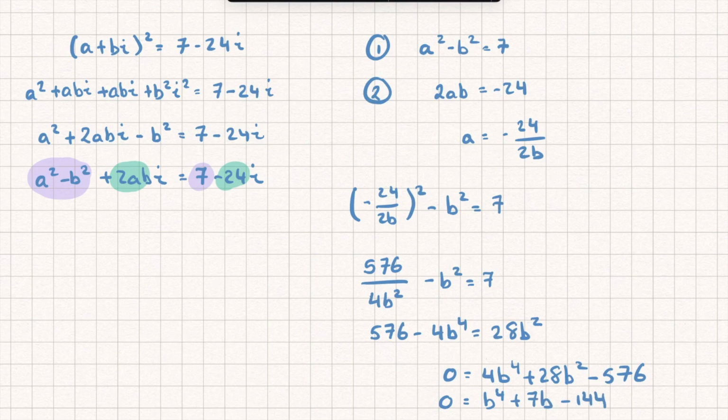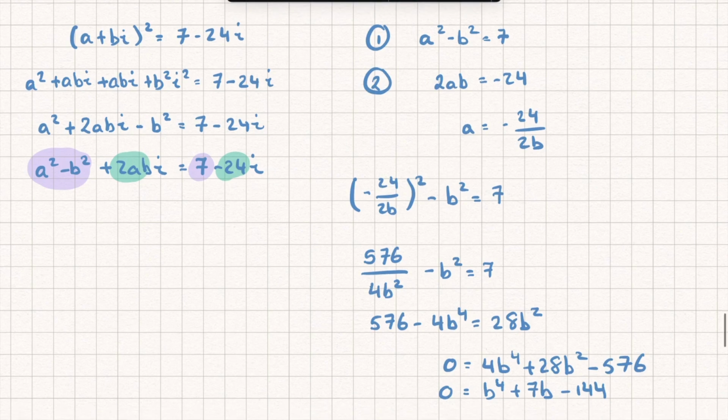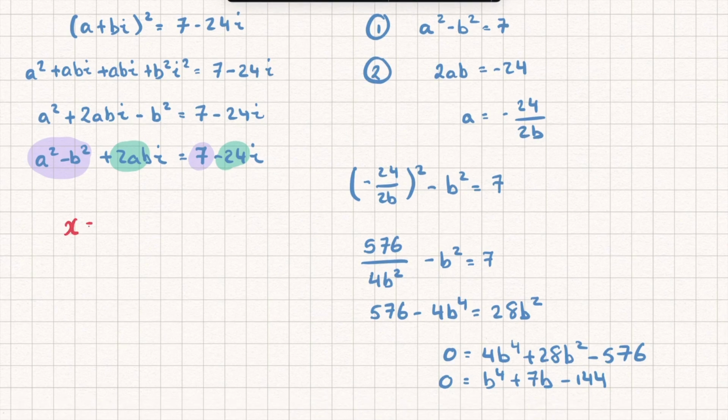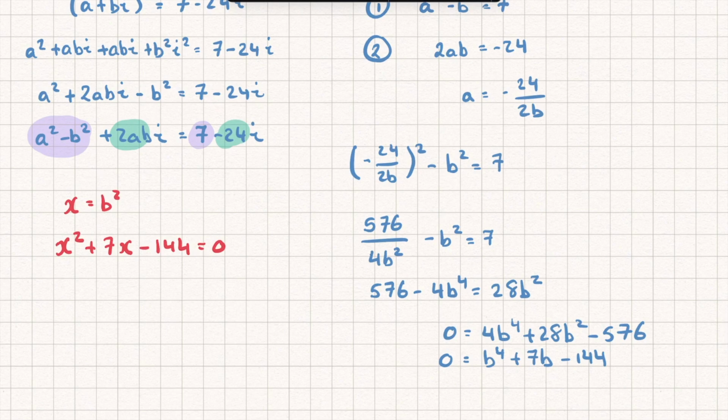Now, you could factorize this using your calculator, but if you're unsure how, you could rewrite this, and I'll use a different colour. We could say that x is equal to b squared, and so this just becomes x squared plus 7x minus 144 is equal to 0. And so we could factorise this as x plus 16, x minus 9 is equal to 0. And so we're going to get x is equal to negative 16 or x is equal to 9.